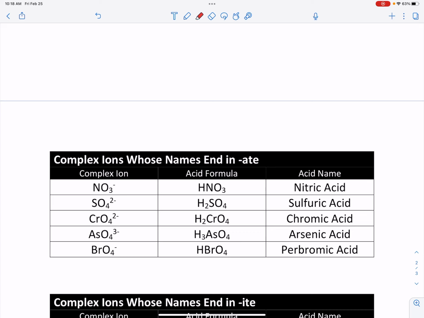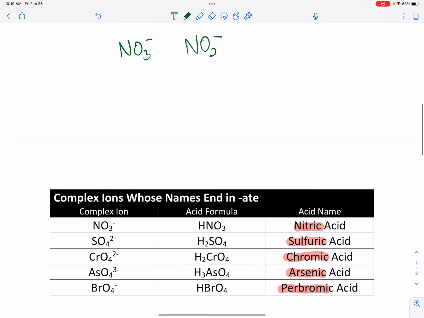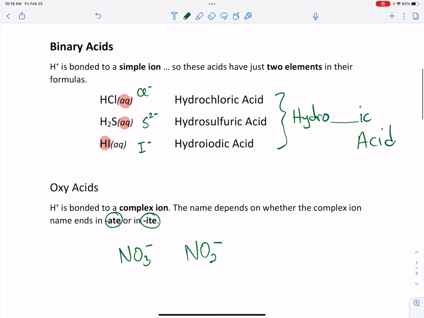Now look closely at the names. When you had the nitrate ion, the acid that's formed is called nitric acid. When you had the sulfate ion, the acid name is sulfuric acid. Chromate produced chromic acid. Arsenate produced arsenic acid. And perbromate produced perbromic acid. Do you see a pattern in those names? Well, you notice none of them start with hydro. The prefix hydro was used only for binary acids.